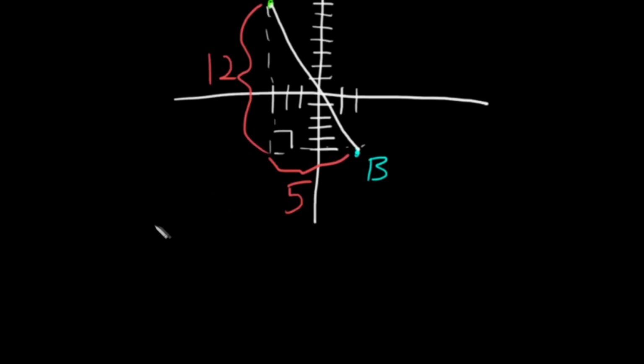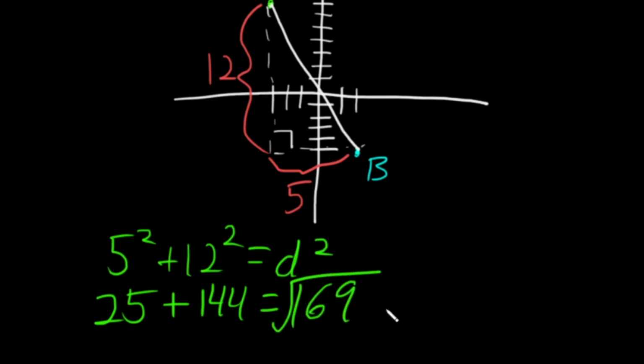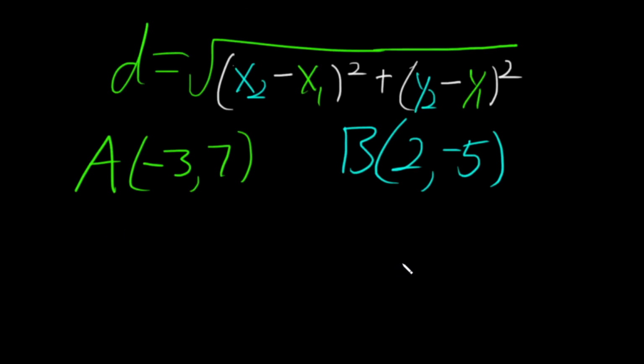We can use the Pythagorean theorem again. 5 squared plus 12 squared is the distance squared. 5 squared is 25, plus 12 squared, which is 144. And that equals 169, and we have to square root that, giving us a total distance of 13. Once more, let's prove that our answer is accurate using the formula itself.